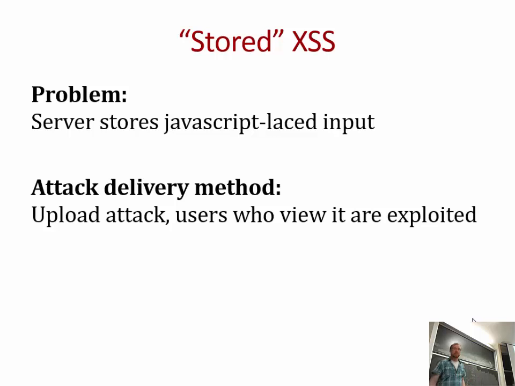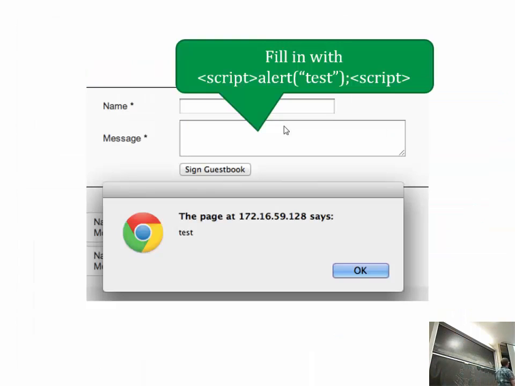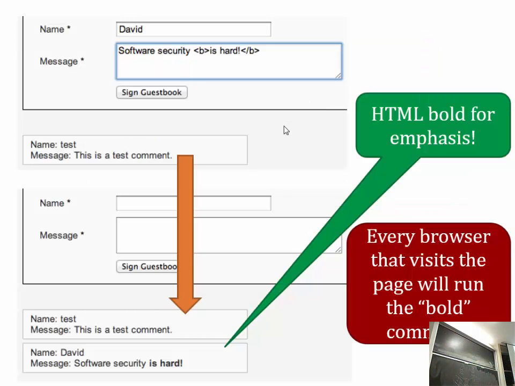Good. So stored XSS is where you upload it and a lot of people can view it. That means we're not just attacking a particular person, we're attacking a bunch of people. So for instance, I put in a guest book entry on some site, let's say something like Facebook.